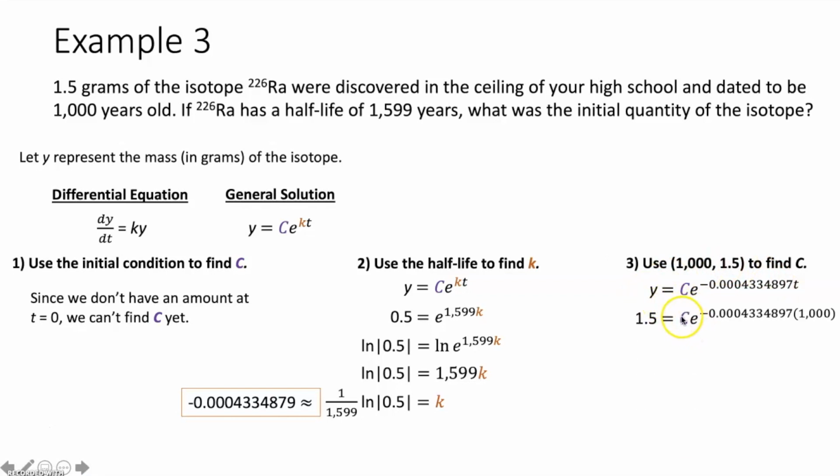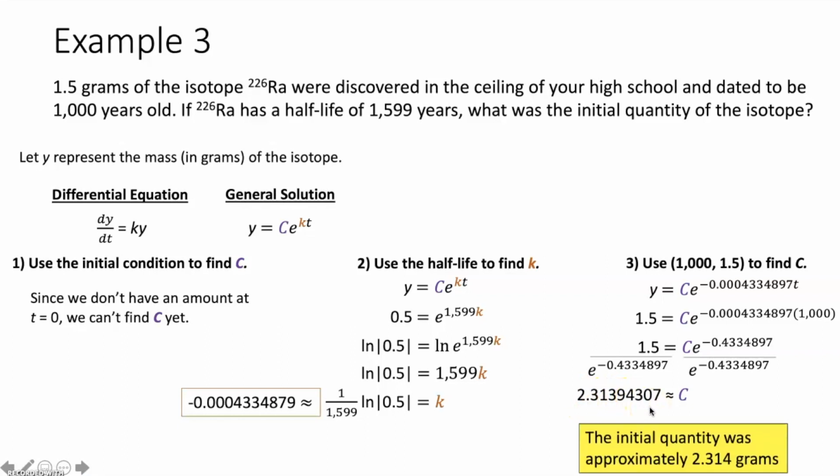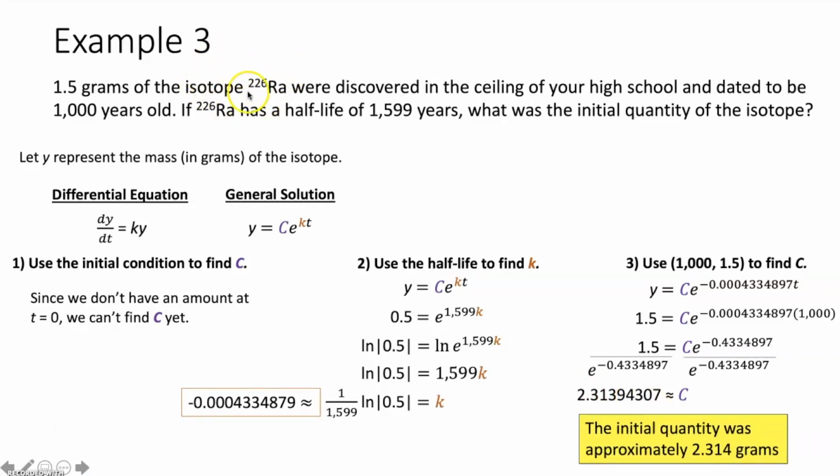So since that's the only variable remaining, that's all we have to do. We just multiply these two numbers in the exponent here, divide both sides by e to that exponent, plug this in our calculator, and we get c is approximately equal to 2.3... meaning that the initial amount of this radium isotope was approximately 2.314 grams.